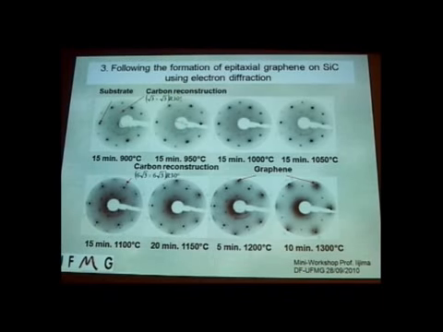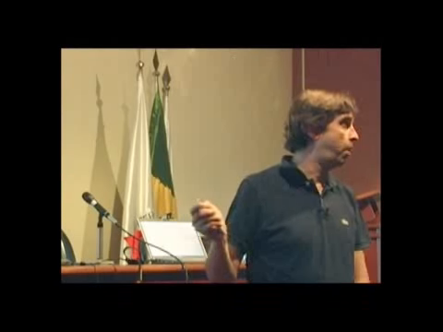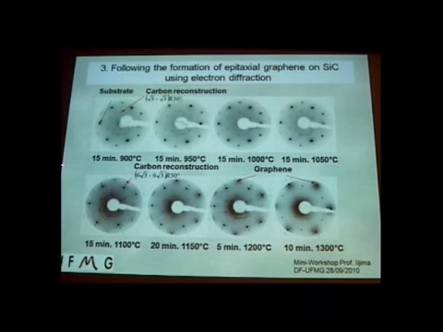How do we follow the formation of this epitaxial graphene? What we use is low energy electron diffraction. I'm not going to go into the details. What we have is an electron diffraction pattern from the substrate, and once you heat treat, you start to have first the formation of a reconstructed carbon surface on top, and eventually as you go along time and temperature, you start to have more carbon reconstruction.